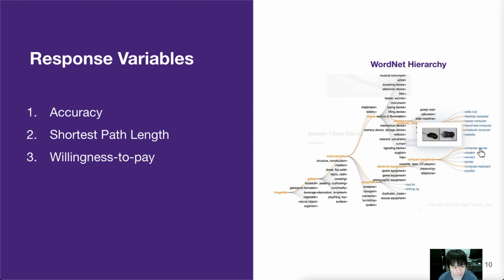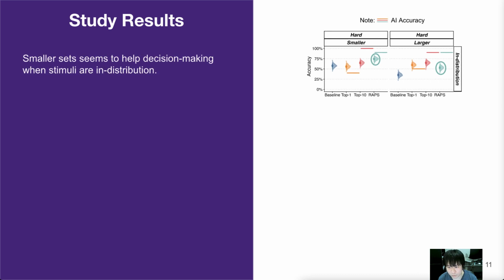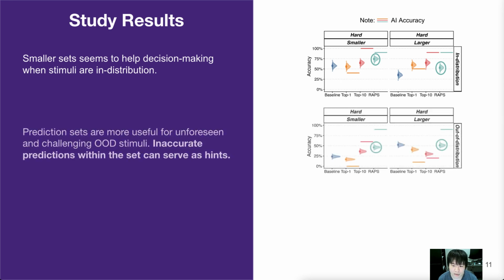To summarize our results, we find when stimuli are in distribution, prediction sets don't offer much value over top 1 or top K displays. However, smaller prediction sets appear to be more useful, potentially due to lower cognitive burden and the coverage guarantee. When stimuli are out of distribution, prediction sets had a slight advantage over top K displays, regardless of their set size.